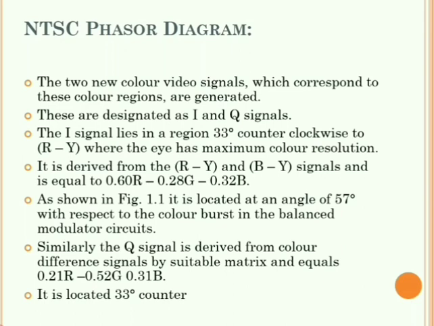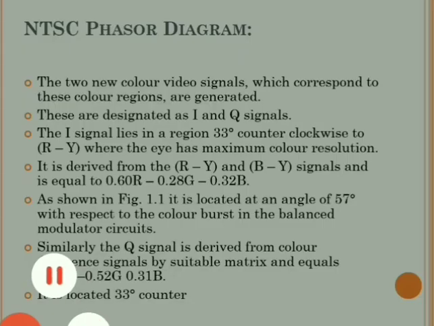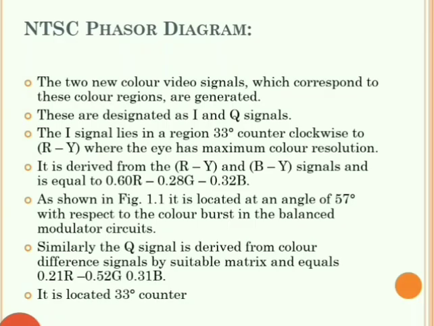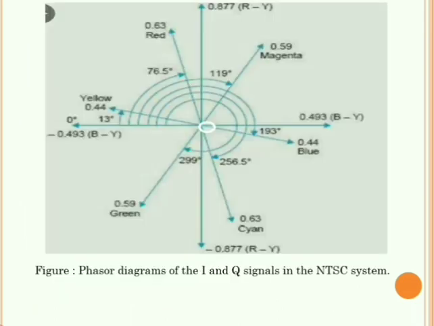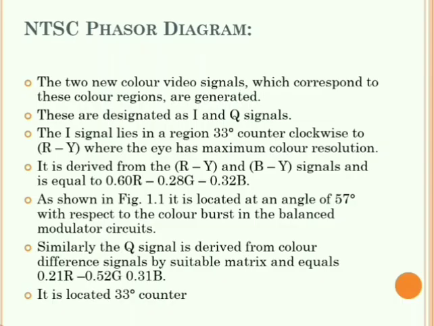It is derived from the R minus Y and B minus Y signals, and it is equal to 0.60 R minus 0.28 G minus 0.32 B. As we can see in the figure, it is located at an angle of 57 degrees with respect to the color burst in the balanced modulator circuit. This is the diagram, you can see it in that diagram.